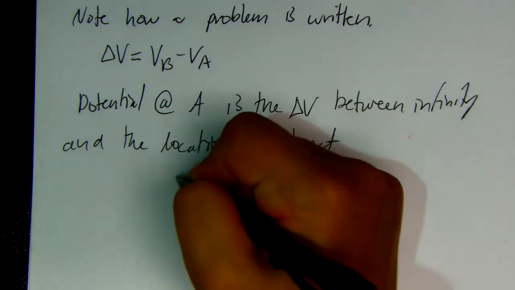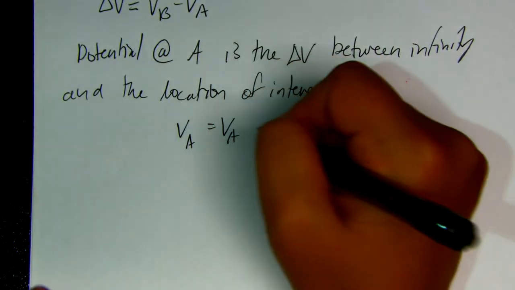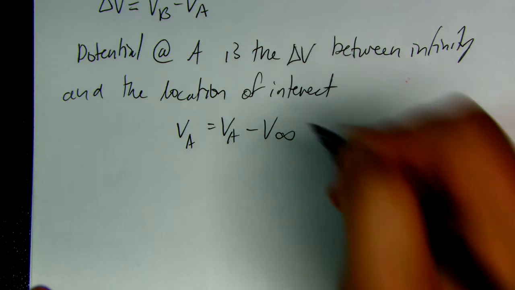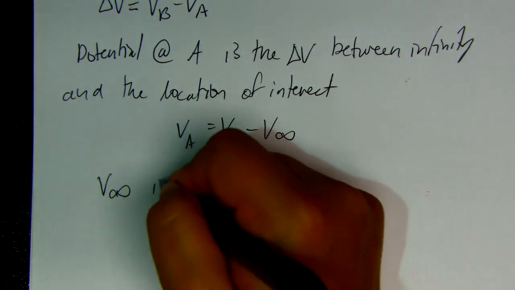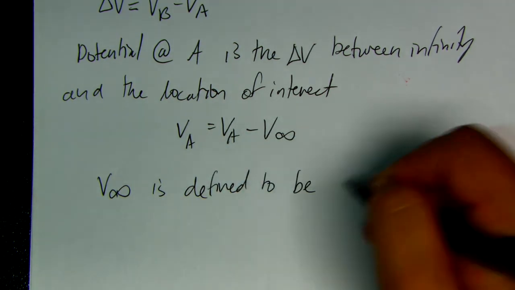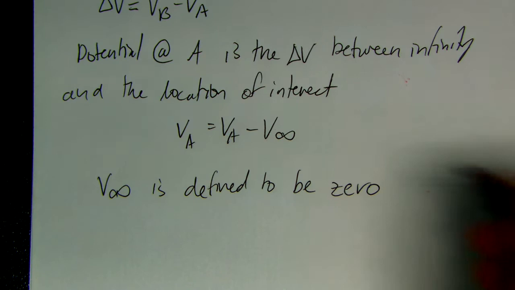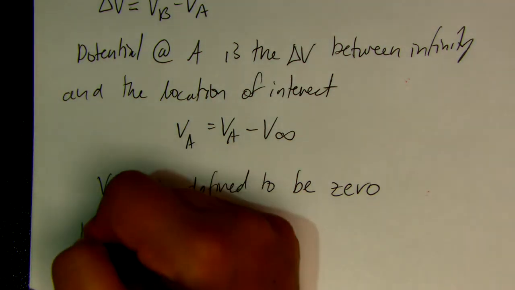All right, so the potential at A is equal to VA minus V infinity. And of course, V infinity is defined to be 0. And we'll see why in a moment. So basically, from here until infinity.